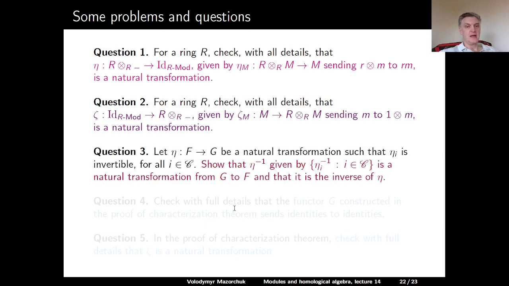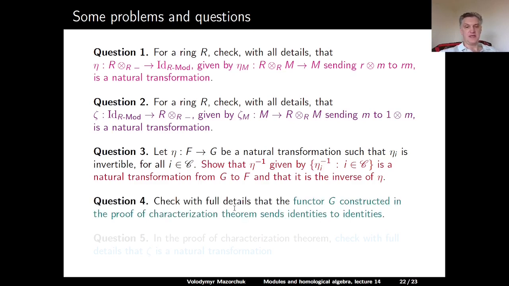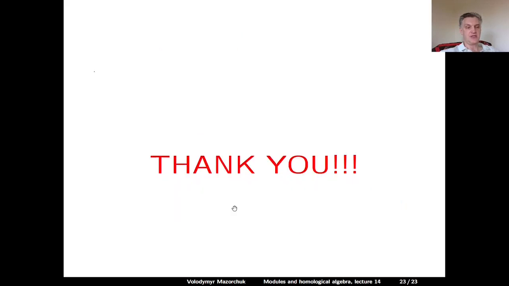Problem 3. Let eta from F to G be a natural transformation such that eta I is invertible for all I in C. Show that if we take the inverses of all eta I's, then this collection defines a natural transformation from G to F in the opposite direction, and that this natural transformation is actually the inverse of eta. Problem 4. Check with full details that the functor G considered in the proof of the characterization theorem sends identities to identities. And finally, problem 5. In the proof of the characterization theorem, check with full details that zeta is a natural transformation. Thank you very much and see you next time.